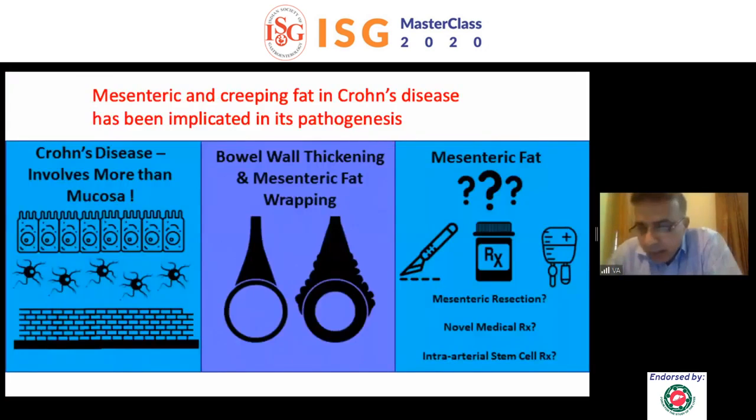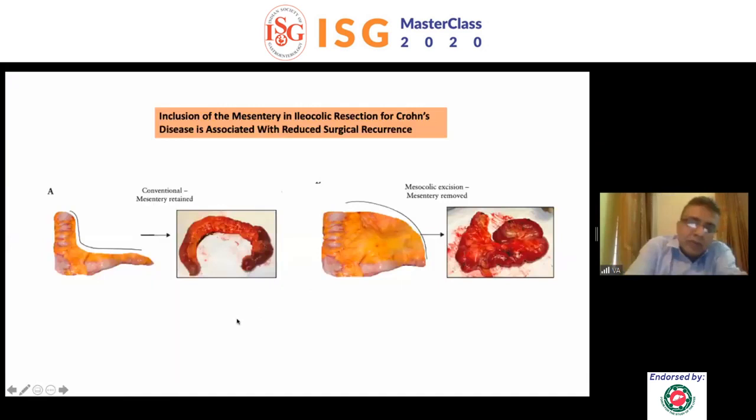Number two, the implication of the mesentery. Right from the first report of Crohn's disease, we know CD involves more than the mucosa. There's bowel wall thickening. Surgeons always talked about mesenteric fat creeping, but now even physicians are talking about it. It has been seen that mesenteric fat seems to be very important even in pathogenesis. And it is important because of the trial from Ireland, which clearly showed that when surgeons went for mesocolic resection and excision, and extensive mesentery was removed, inclusion of the mesentery led to reduced surgical recurrence.